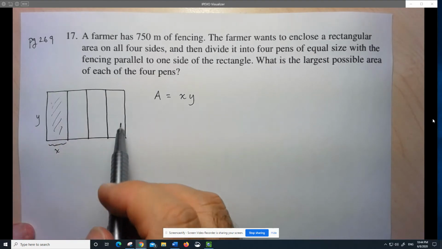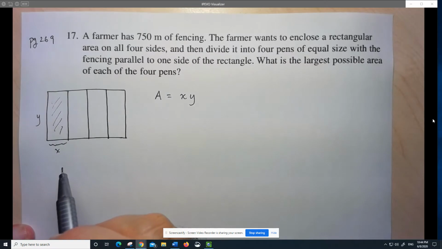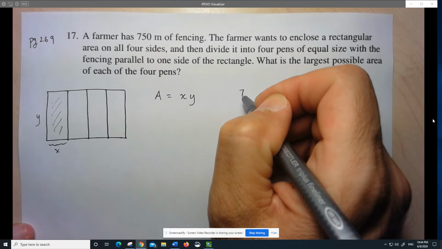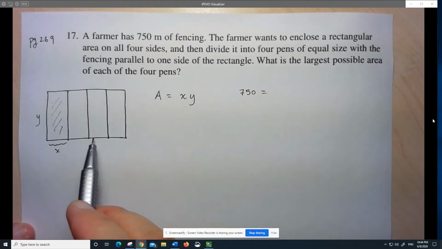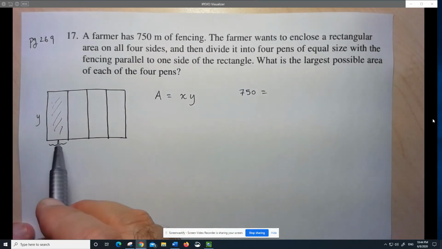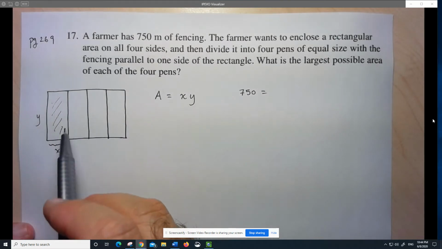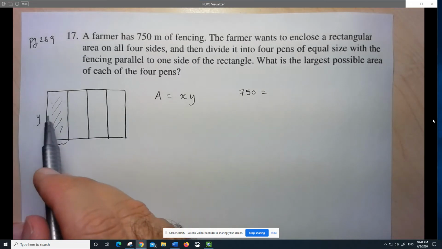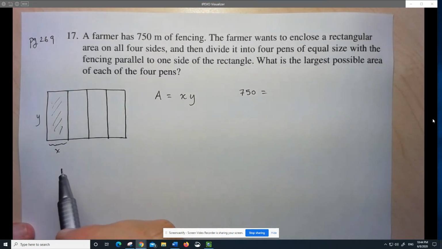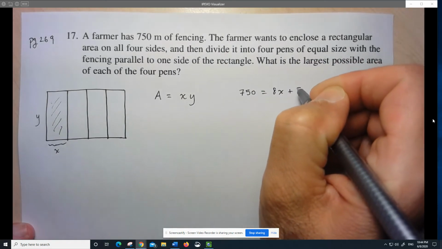So the fencing is going not just all the way around, but also breaking this up into 4 equal pens. So what I have is the 750 meters, let's see how it's distributed. Well, I'm going to have 1, 2, 3, 4, 5, 6, 7, 8 of these x lengths to cover the top and bottom, and then I'm going to have 1, 2, 3, 4, 5 of these y lengths on either end, and to split it up into 4. Okay, so we can say that 750 is going to be equal to 8x plus 5y.